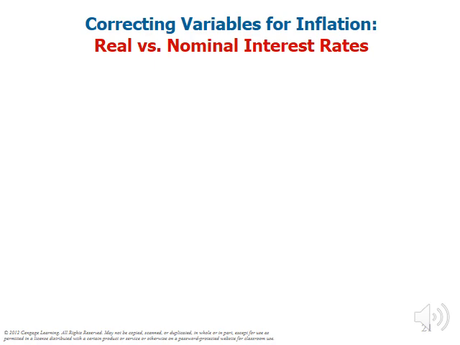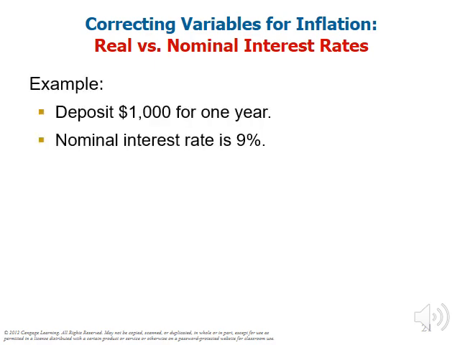A simple numerical example. Suppose you deposit $1,000 for 1 year in some interest-bearing account. The nominal rate of interest is 9%. During that year, inflation will be running at 3.5%. What will be the real growth in the purchasing power of your deposit?